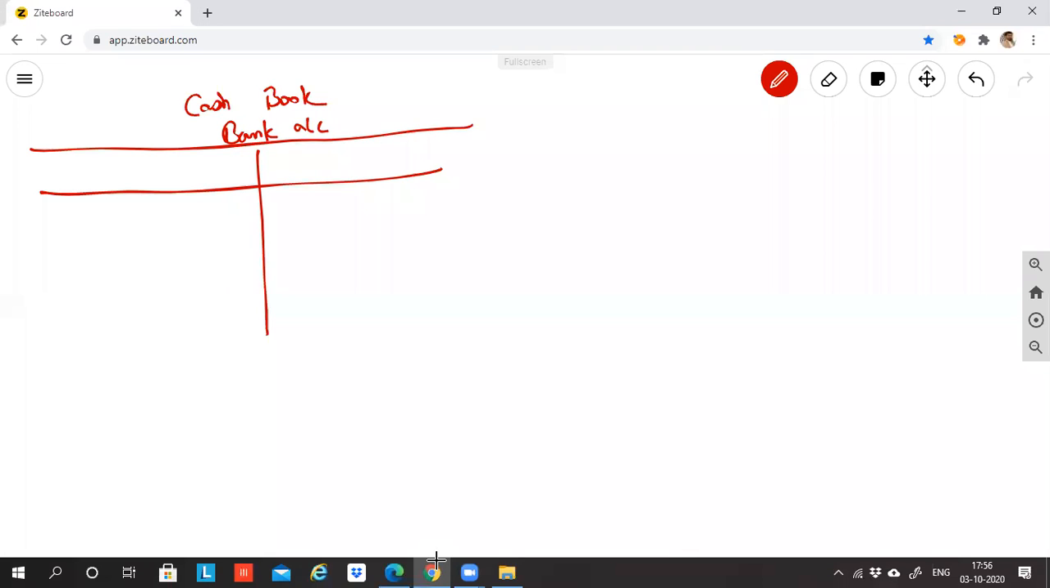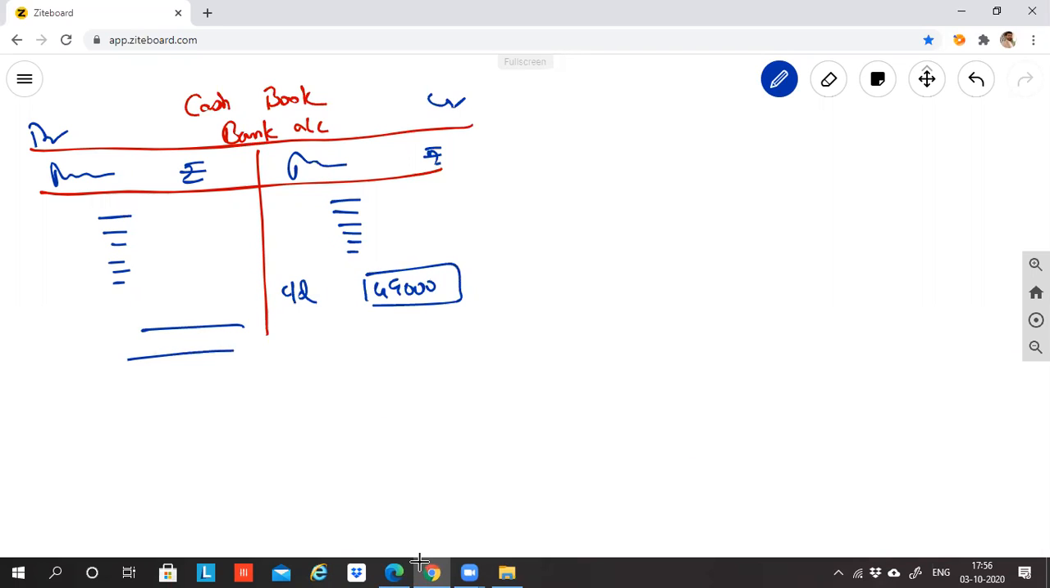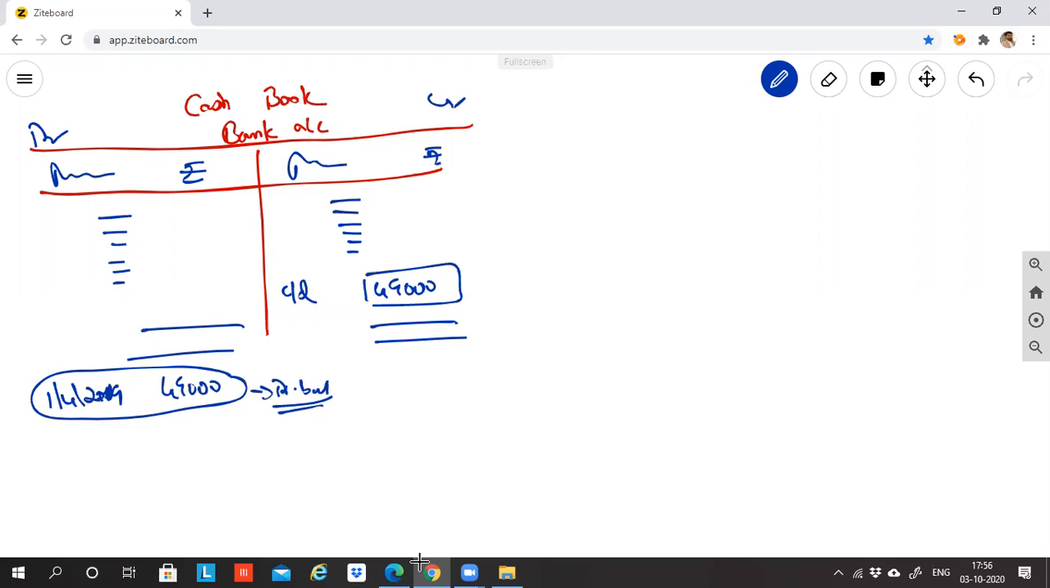So I would have recorded during the entire year, particulars and rupees. This is the debit side and this is the credit side. You would have recorded multiple transactions on the debit side and multiple transactions on the credit side. You're getting a balance carried down of 49,000 rupees as on 31st March, which means on 1 April 2019, 49,000 is coming on the debit side. This is a debit balance. So this 49,000 is coming as per our books of accounts.